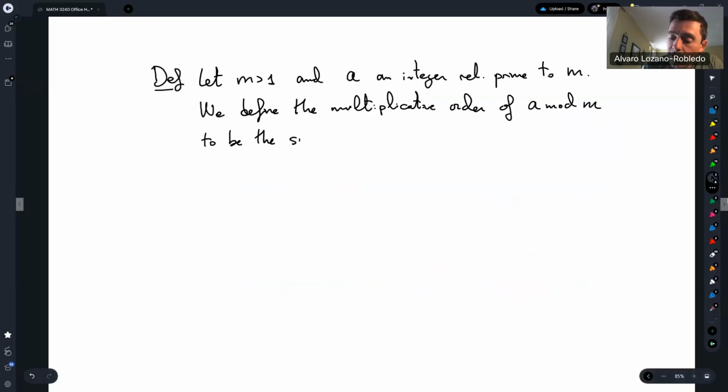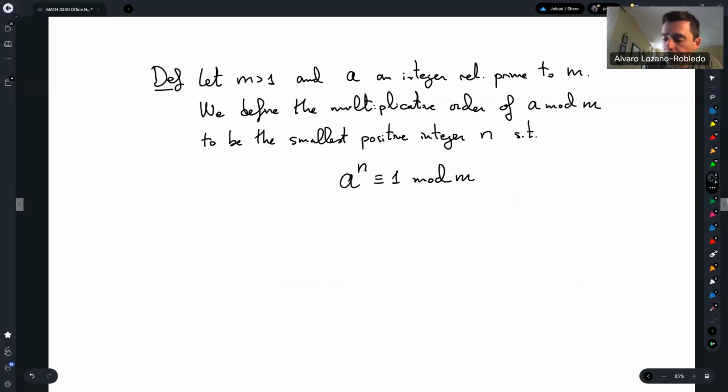the smallest positive integer n such that a to the n is congruent to 1 modulo m. And we will write the order modulo m of a to be n for that number.